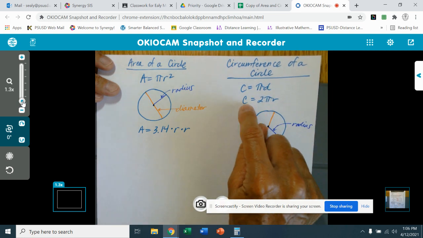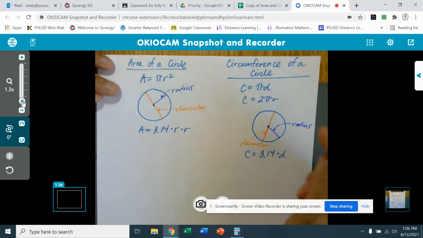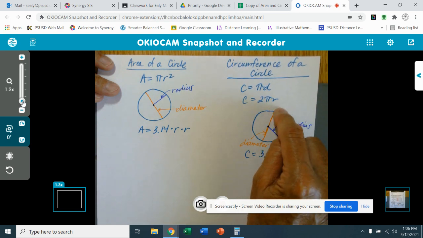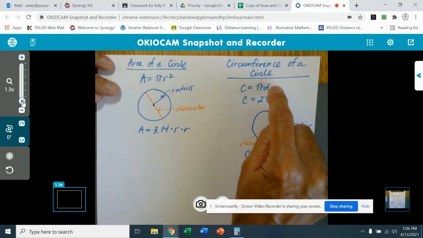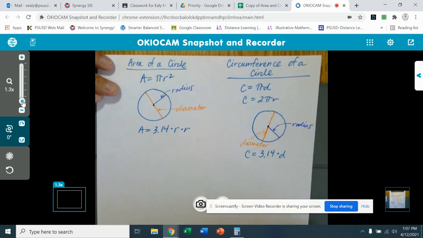Another formula you might see is 2 times pi times the radius. Why would anybody do that? Remember, the radius is halfway across. So if you do 2 times the radius, guess what you get? Ta-da, you get a diameter. So these are the same thing, so don't be confused. Again, I do pi times diameter because that's easy to remember.